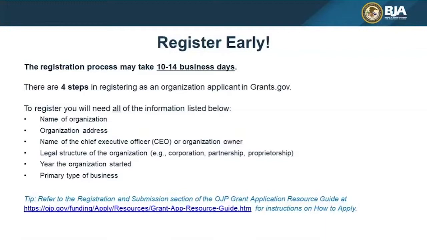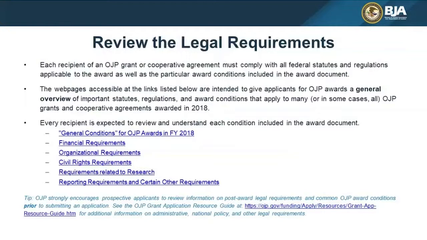We have another great tip for you. Refer to the registration and submission section of the OJP Grant Application Resource Guide that is listed at the website there for instructions on how to apply. Now let's discuss and review the legal requirements. Each recipient of an OJP grant or cooperative agreement must comply with all federal statutes and regulations applicable to the award, as well as the particular award conditions included in the award document.